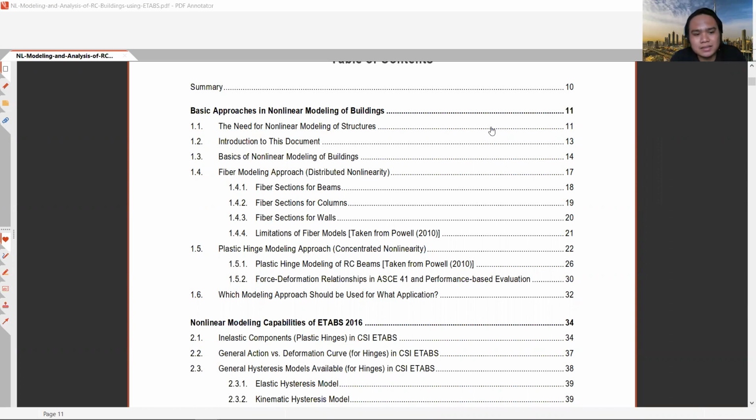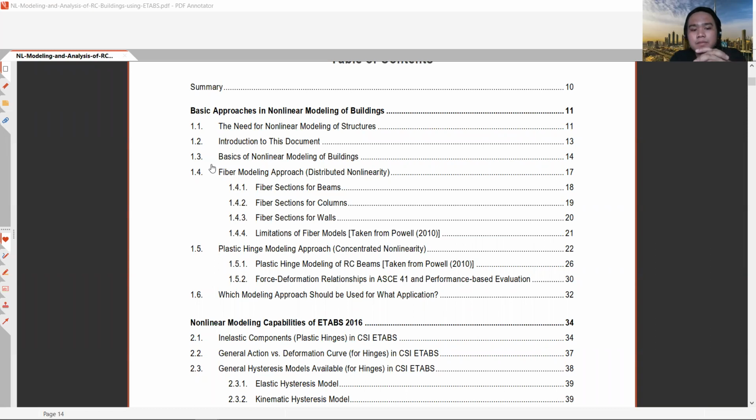So, last discussion, chapter 1.1 to 1.4. So we've learned na meron dalawang account lang na kino-consider sa industry practice, which are the fiber modeling and hinge modeling. Okay? So doon tayo na last meeting na discuss natin the fiber modeling. Okay? So the fiber sections for the beams, for the columns, and for the walls, and their limitations.